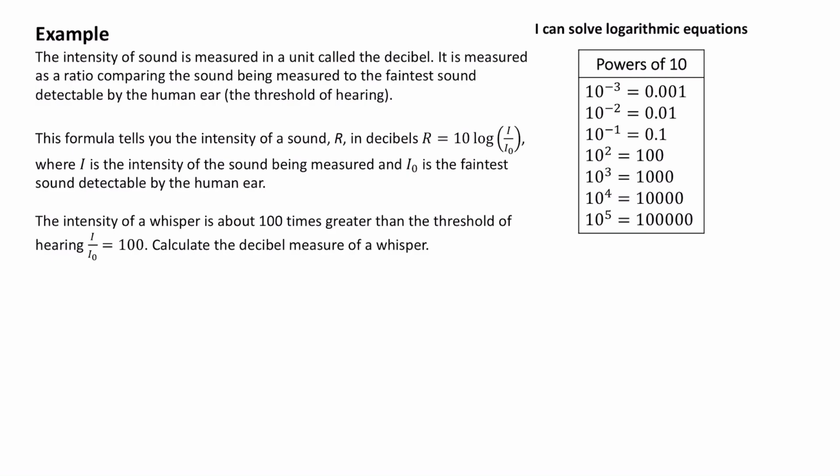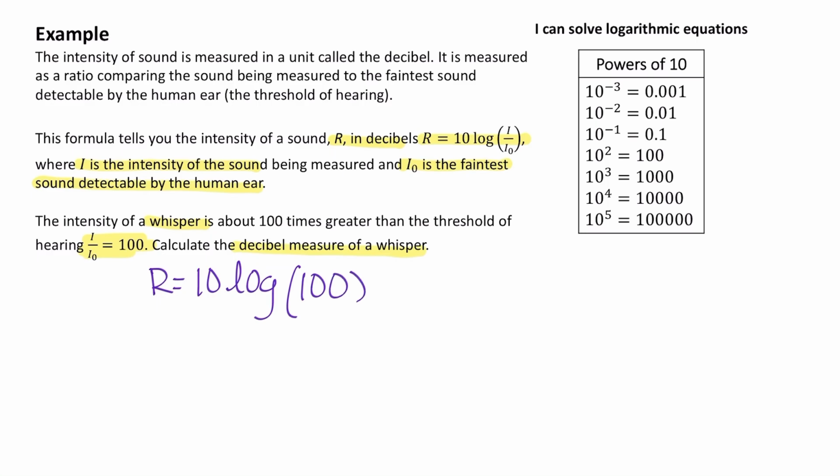Okay, so let's look at the important information here. We have R in decibels, which is given by this equation. I is the intensity of the sound, and I naught is the threshold of hearing. We're thinking about a whisper where we have I over I naught equals 100. We're going to calculate the decibel measure of a whisper, so we want to figure out R, right? So we have R equals 10 times the log of I over I naught, which is 100 in this case.